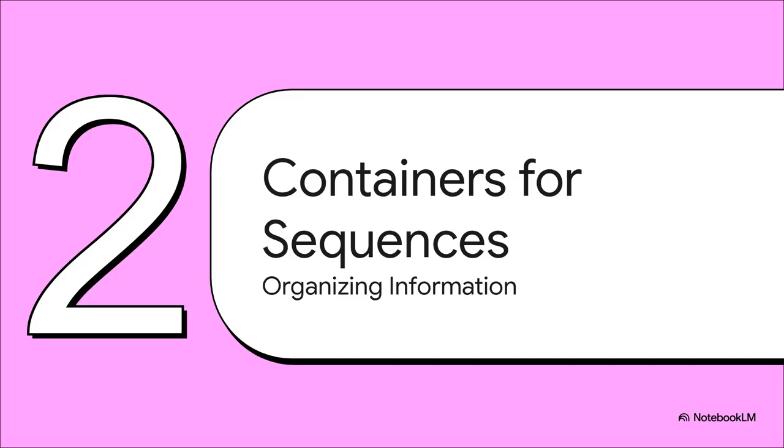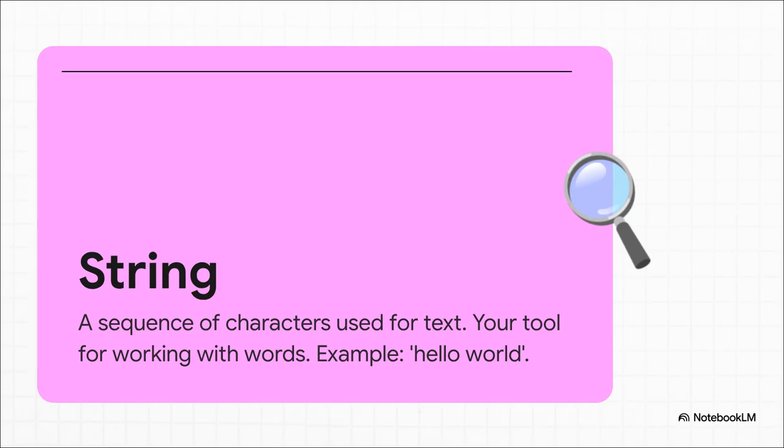All right, so we've got our basic tools for handling one piece of data at a time. But what happens when we have lots of them, right? We need something to hold and organize everything. So let's look at the containers in our toolbox. The first and probably most common container is the string. Anytime you're dealing with text, I'm talking names, sentences, paragraphs, anything with words, you're using a string. It's just a sequence of characters wrapped up in quotes like the classic "Hello World." This is your tool for anything involving language.